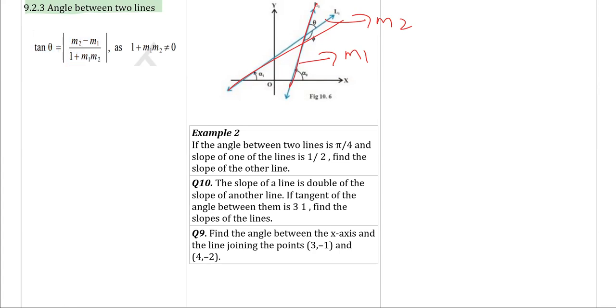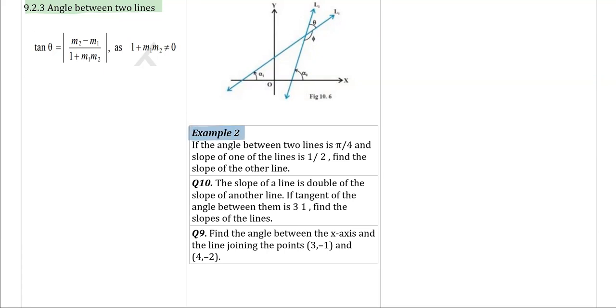Now I repeat, if we know the slopes of two lines, we can find the angle between these two lines. This is the angle here in this case, tan theta equals (M2 minus M1) over (1 plus M1 M2). Obviously, 1 plus M1 M2 should not be equal to 0 for this equation to be defined. Now we can do some questions based on this formula.